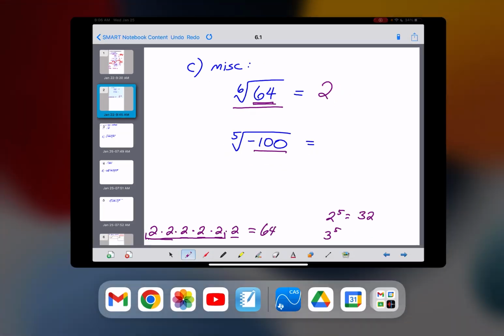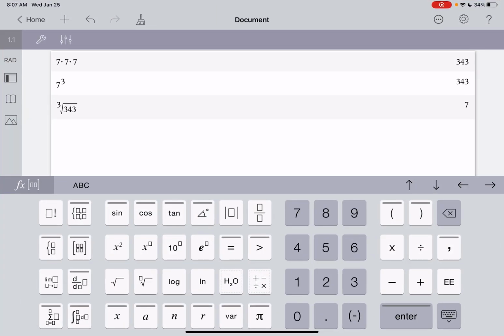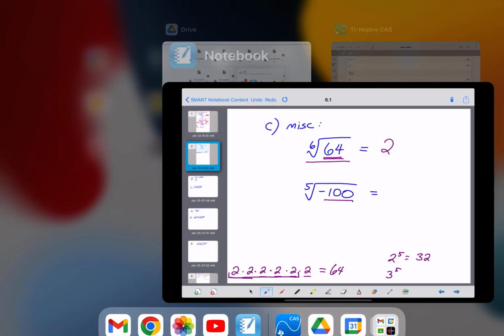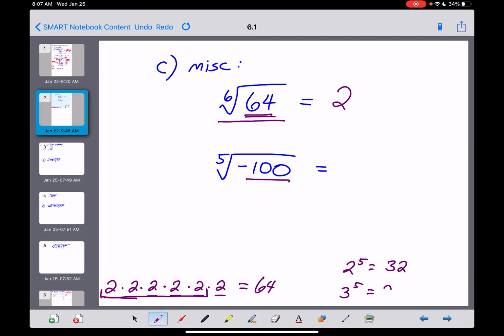So let's try 3 to the fifth. And again, this gets a little messy to do in your head. So I'll type in 3 to the fifth power, and I got 243. That's not the answer that I was looking for either. But I want you guys to realize this answer right here was smaller than 100. This answer here is bigger than 100.